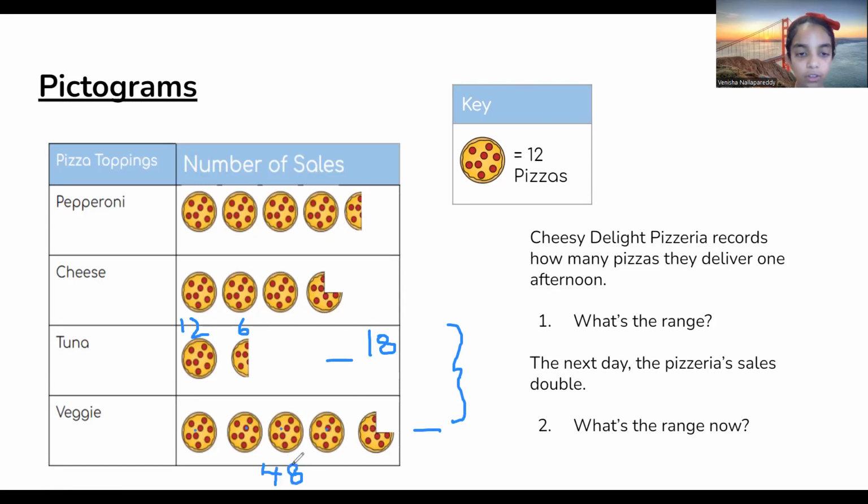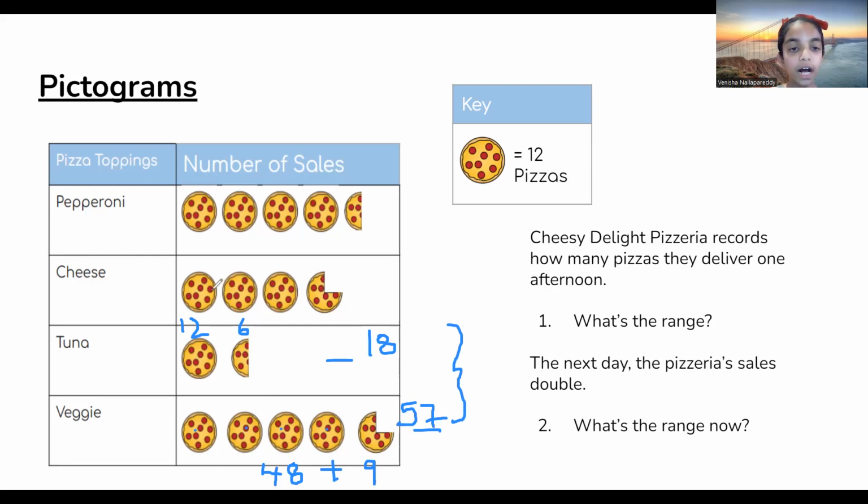So what's 3/4 of 12? Well, 1/4 would be 3, so 3/4 would be 9. So we have to do 48 add 9, which is 57. So there was 57 veggie pizzas sold and only 18 tuna.